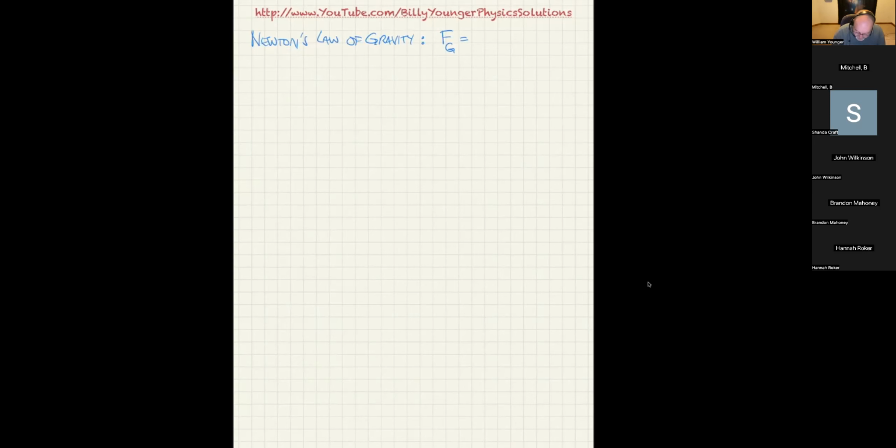So what he said was that the force is directly proportional to the product of the two masses, M1 M2, and inversely proportional to the square of the distance between them. So that's r squared.